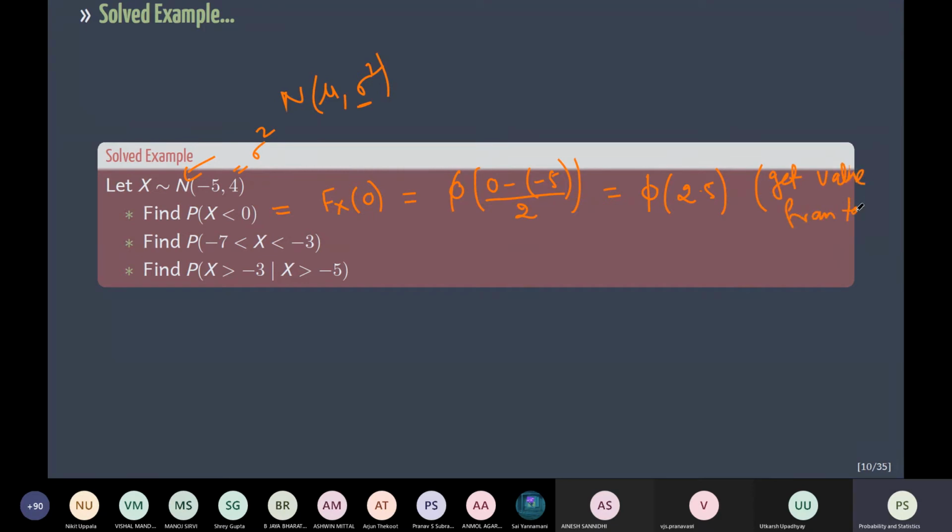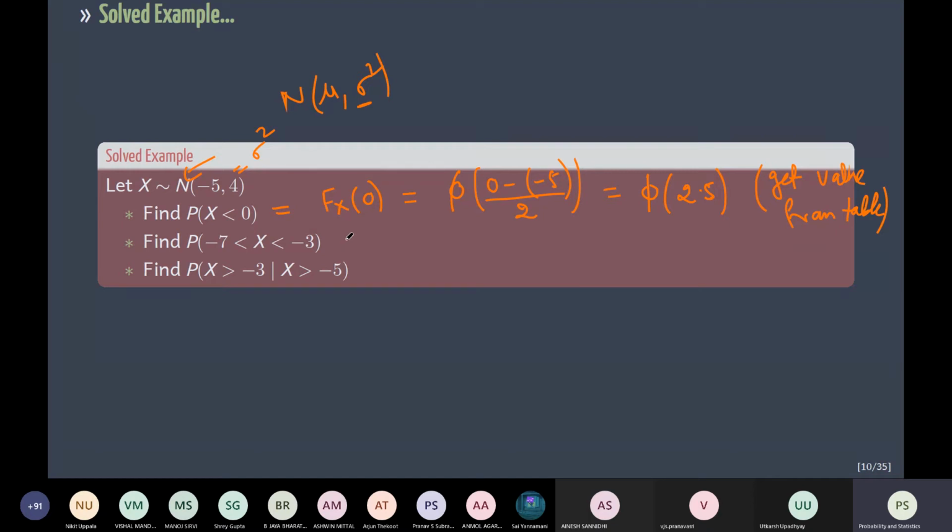I will leave it here in the exam also. If you want, you can leave it up to the Phi value, because after this it's just looking up in a table. So you can leave it up to here.